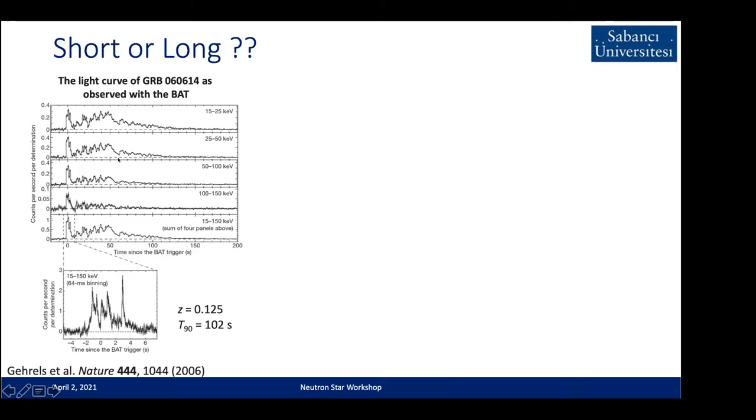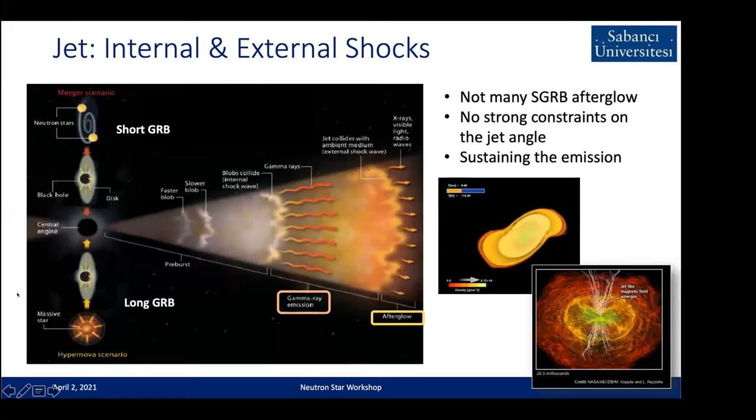This was observed with Swift BAT. As you can see from the light curve, the duration of this event was 100 seconds. So of course it's a long event, going by the duration. This happened pretty close, at z of 0.1, so by GRB scale it's a pretty close event. And if this event is a long GRB caused by massive star collapse, then there has to be a supernova signature visible in the optical band.